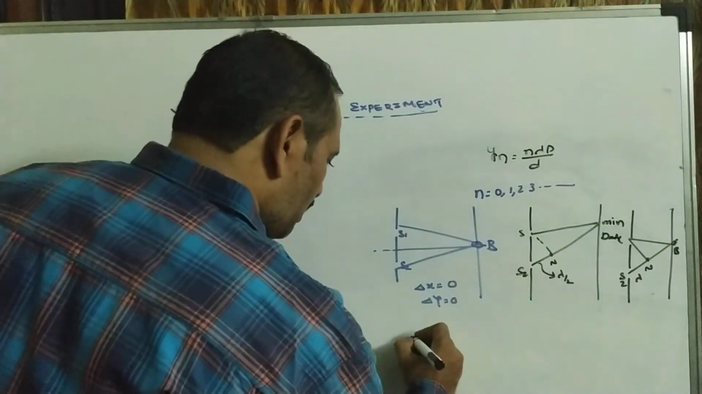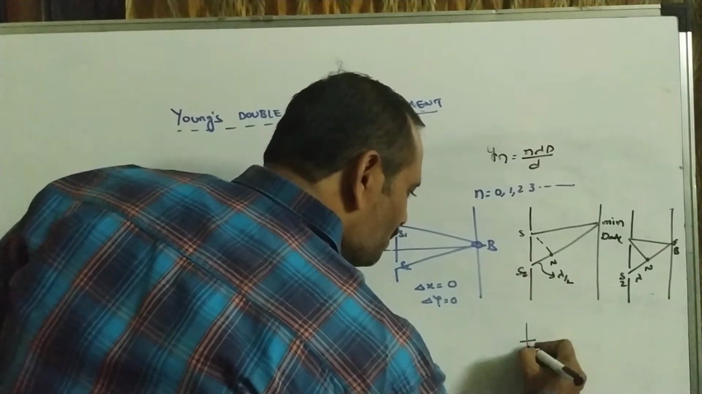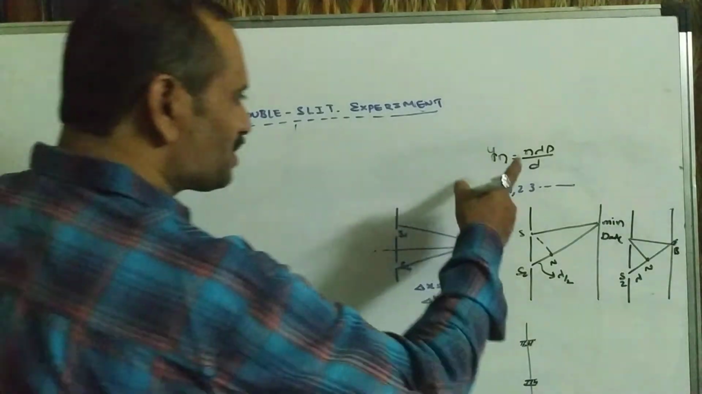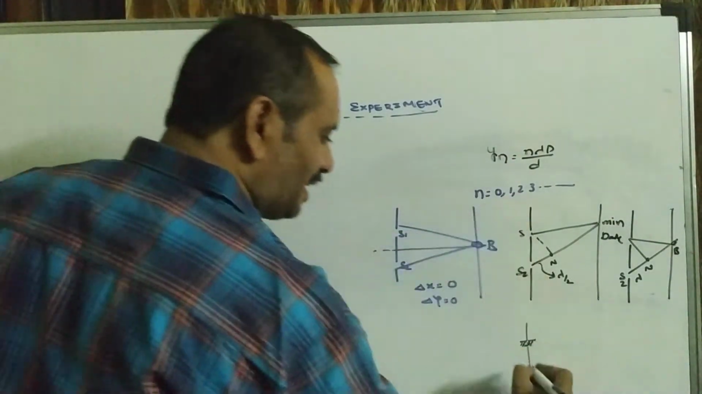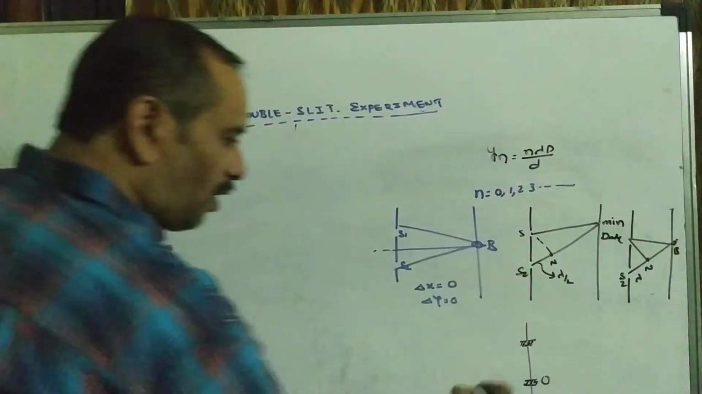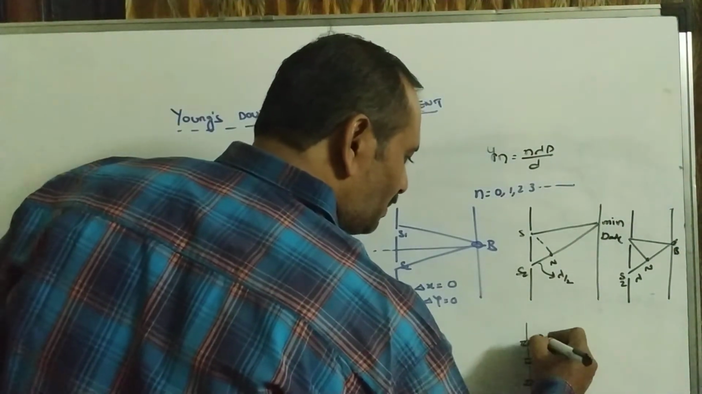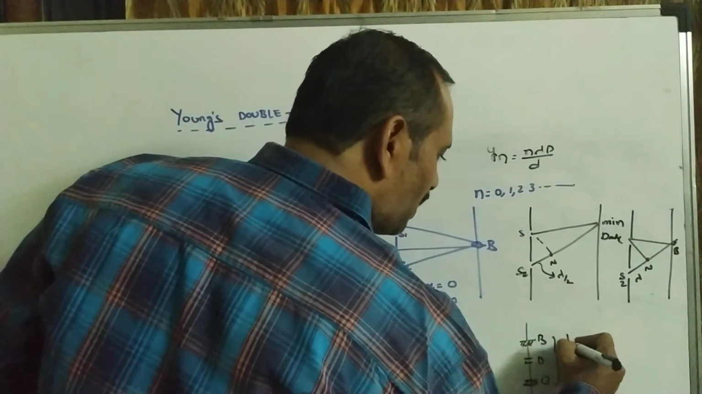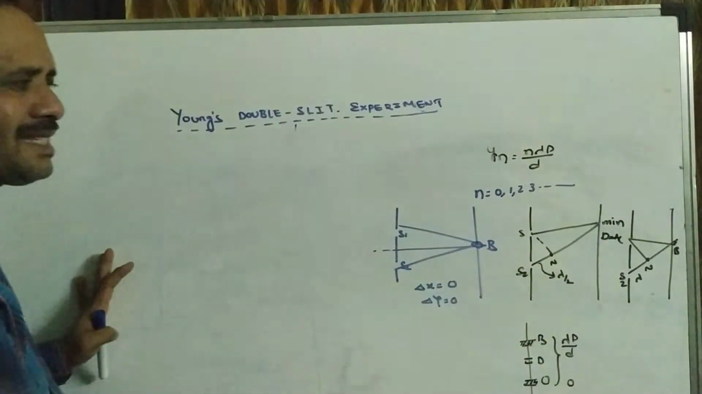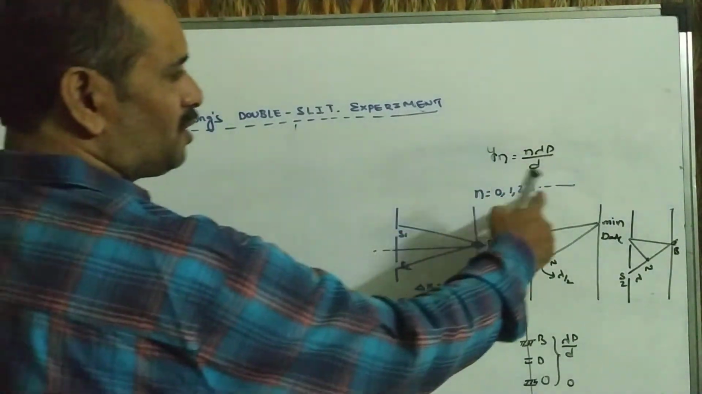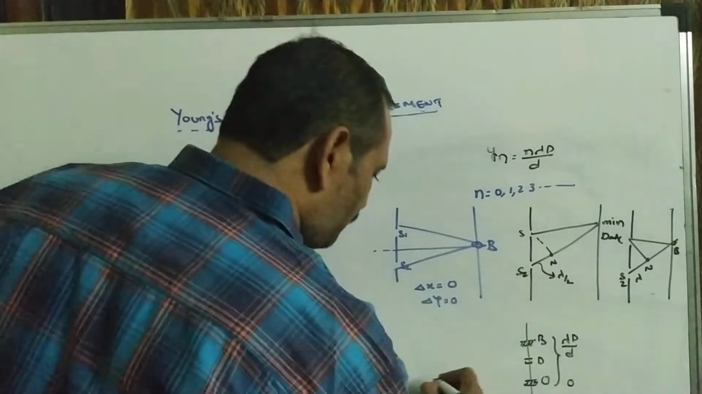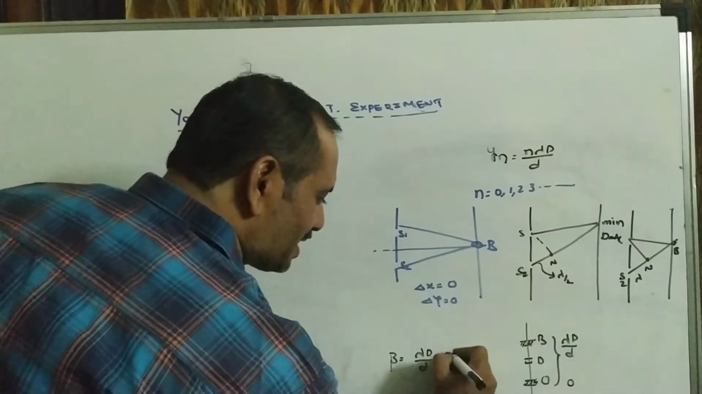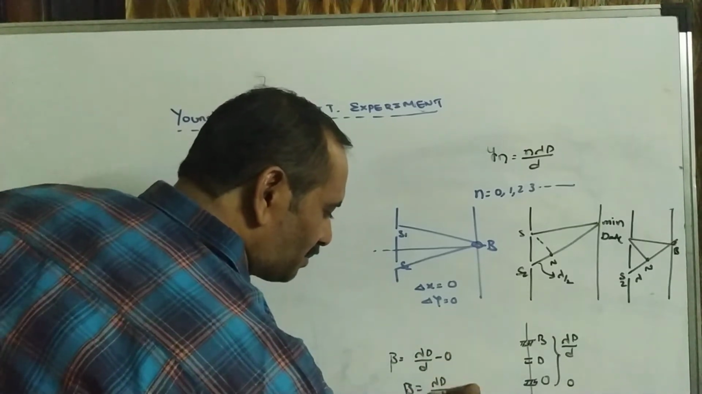Fringe width. The distance between two successive bright bands is called fringe width. Any successive bands. For example, the central band is 0, followed by the next bright band. This is the distance I want, lambda D by small d. Any successive bands, 0, 1, 2, 3. So fringe width beta equals lambda D by small d minus 0, that is, lambda D by small d.